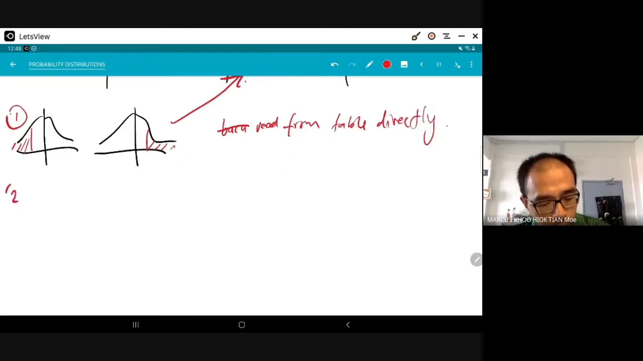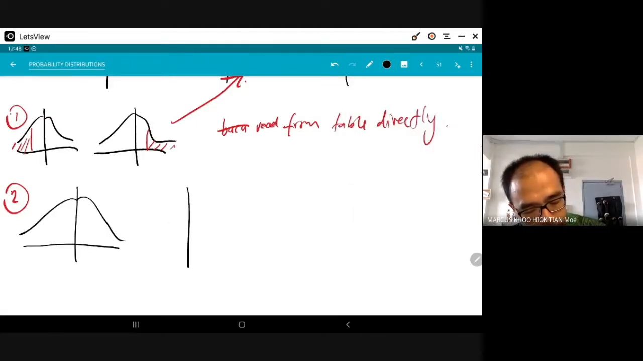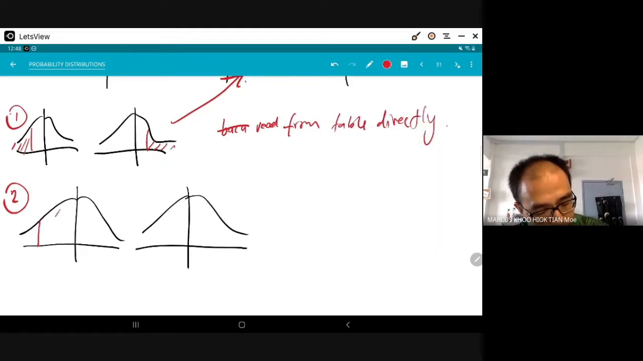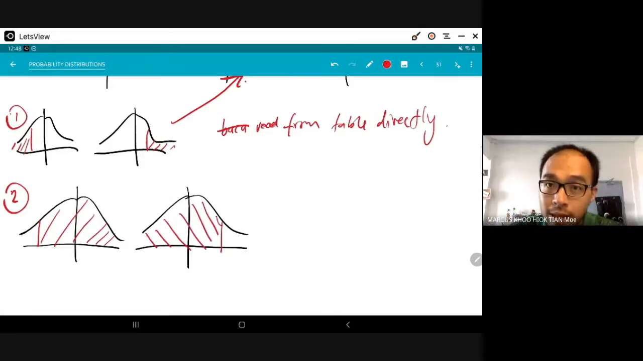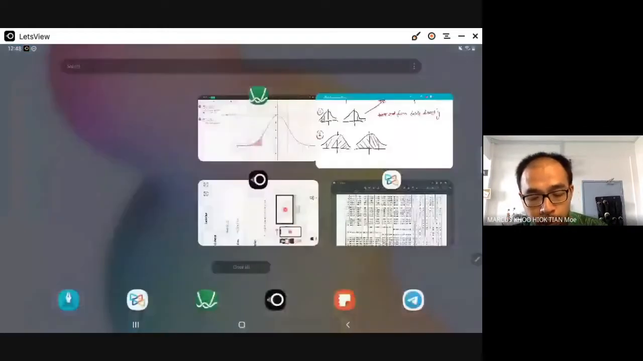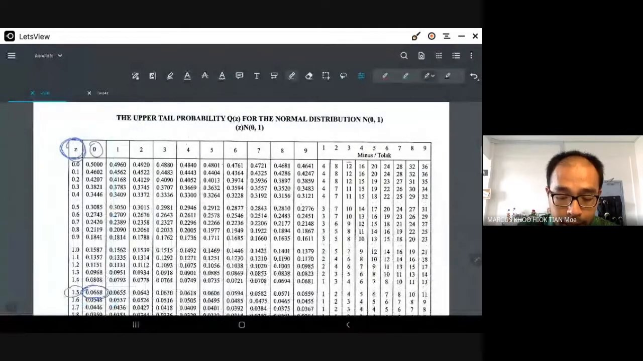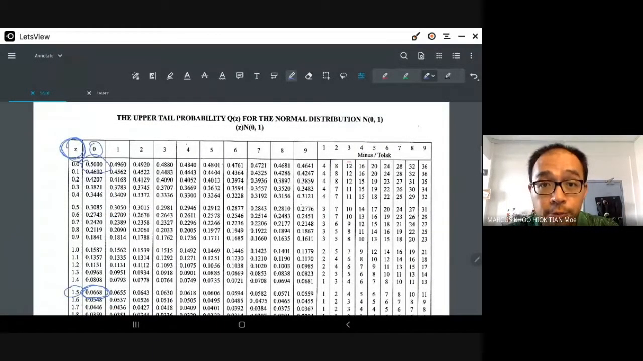Situation number 2 is, if let's say bila kamu lakar graph, you get these two situations. Oh dear, so ugly. You have this line over here, but this side pula yang kamu lakar. Atau you get the line over here, but this side pula yang kamu lakar. So there is an extra calculation involved over here, because kalau kamu tengok ini, this probability is more than 0.5. If you take a look at the probability distribution table, the biggest probability there is 0.5. There's nothing bigger than 0.5. That's why you need to do an extra calculation.